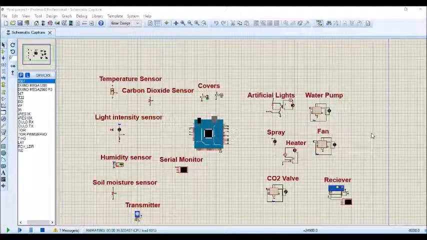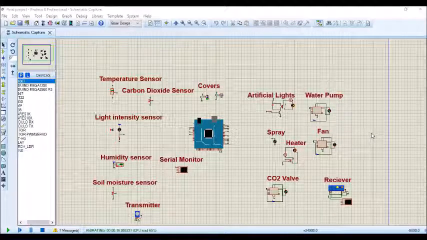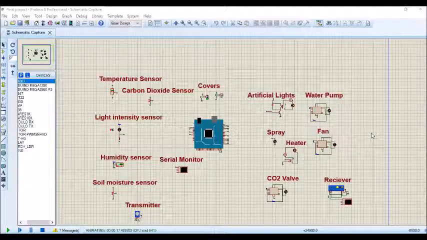The humidity level is controlled by water sprays. If the humidity of the environment is below the defined levels, sprays are automatically turned on, and if the humidity level exceeds the defined level, sprays are automatically turned off.